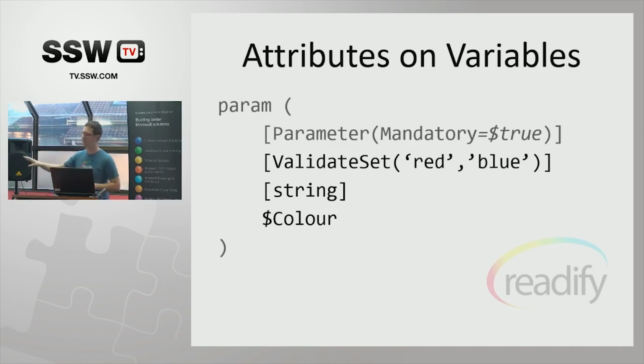I can apply that directly to any variable now. It doesn't have to be a parameter. I can just have a local function scoped variable, and I put string on it to make sure it's always a string, and I put ValidateSet on it. And it doesn't matter where in the code you try and set that to yellow, it won't let you. So that's kind of handy. New in V3.